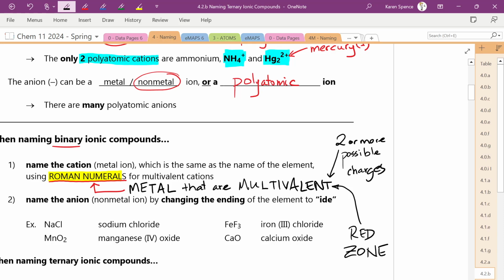Now, is there anybody who needs a red zone periodic table? Do you need one, Jerome, or do you have one? You have one. Excellent. Do you have one, Alicia? Yeah. Yeah? Okay, good.